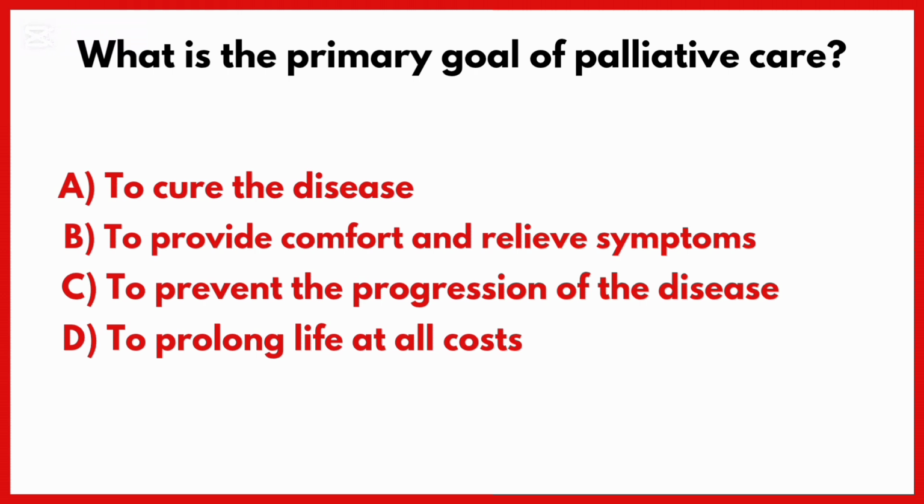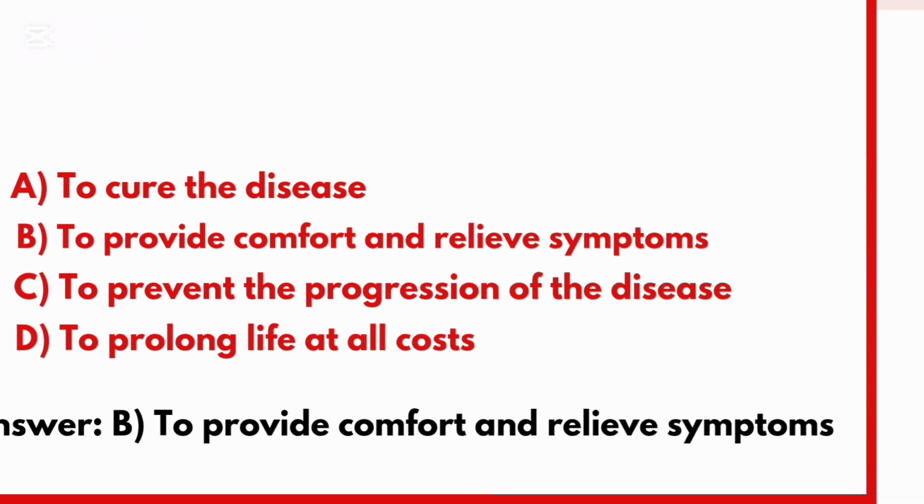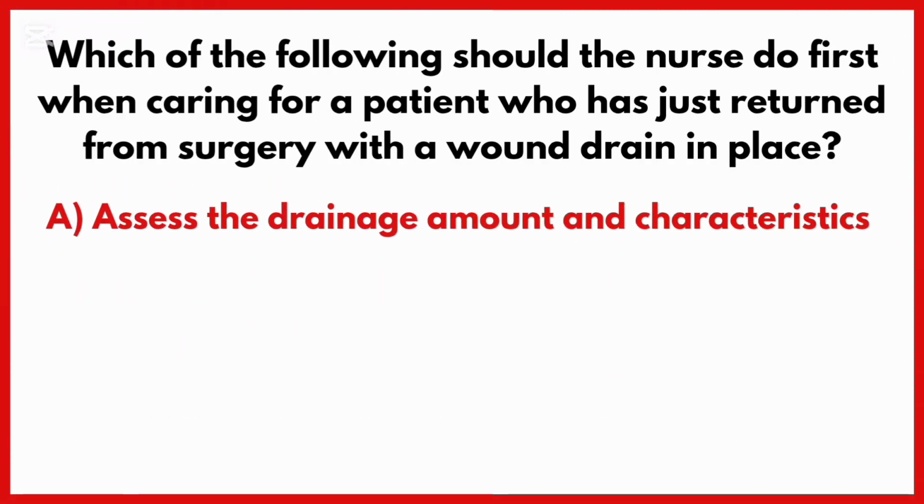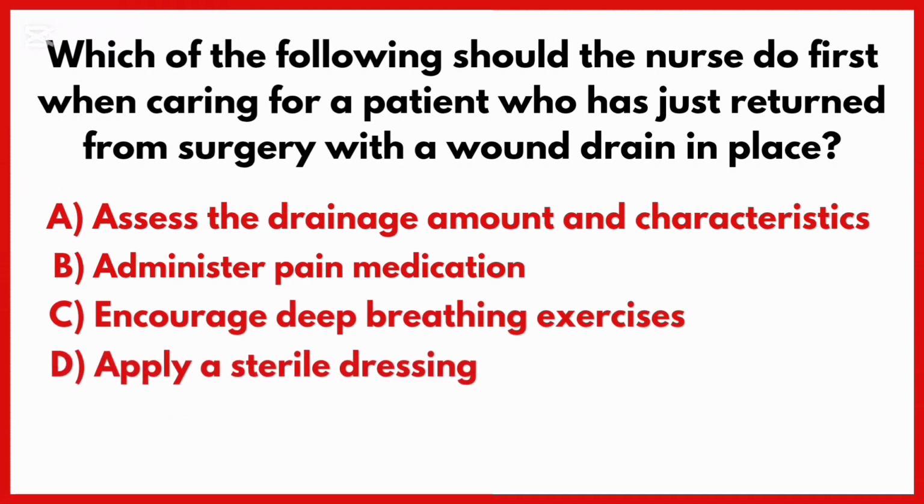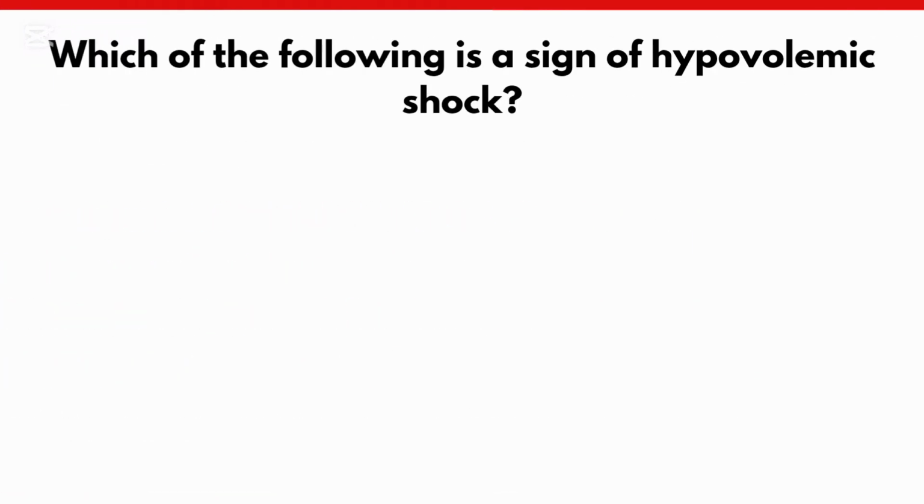Correct answer is option B. To provide comfort and relieve symptoms. Which of the following should the nurse do first when caring for a patient who has just returned from surgery with a wound drain in place? Correct answer is option A. Assess the drainage amount and characteristic.